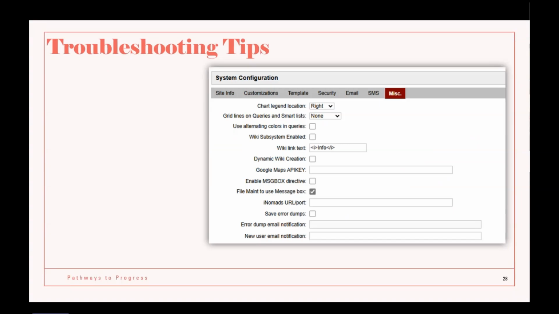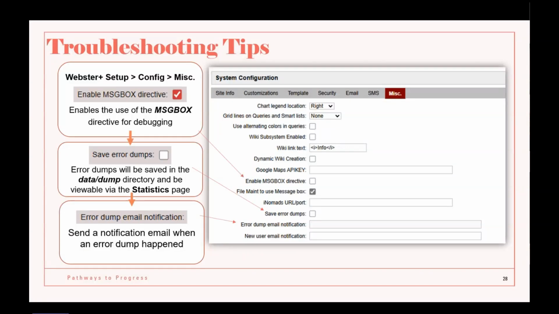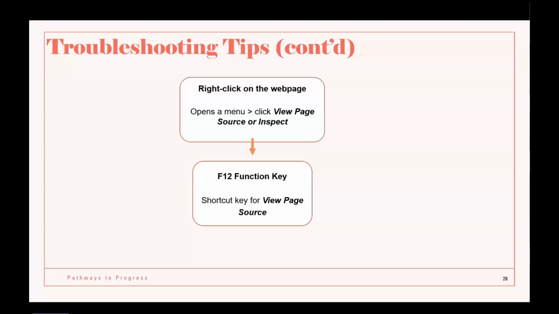I've thrown in a slide here for some troubleshooting tips on how to debug the contents during runtime. These settings are found in the Setup Miscellaneous tab. You've got the Enable Message Box directive, the Save Error Dumps, and the Error Dump email notification. You also have the option to right-click and choose View Page Source or Inspect on the web page, or pressing F12, the F12 function key on the page will also accomplish this.